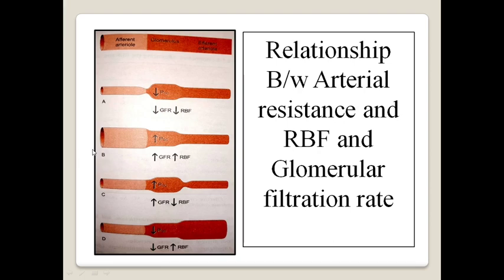What happens in the next condition? Suppose this afferent arteriole gets dilated, the diameter of this afferent arteriole will increase. So what will happen? The blood from the renal artery to the afferent arteriole is increased. So the amount of blood is increased, so renal blood flow will increase.